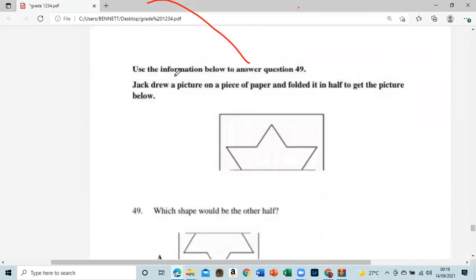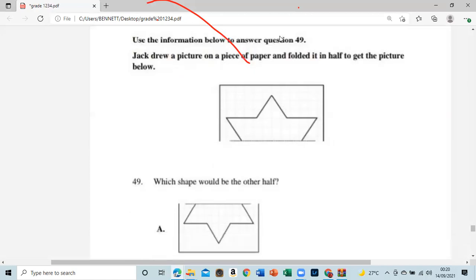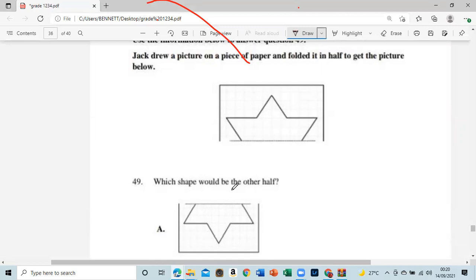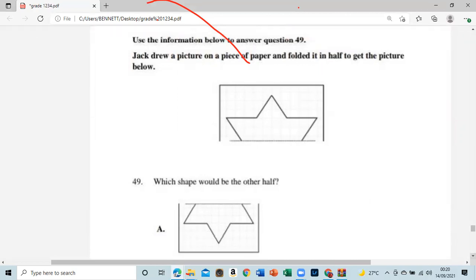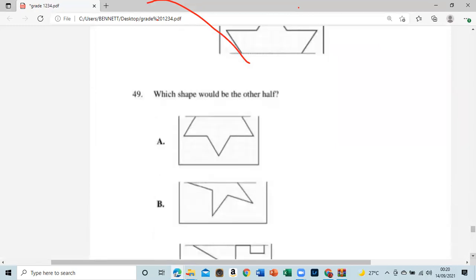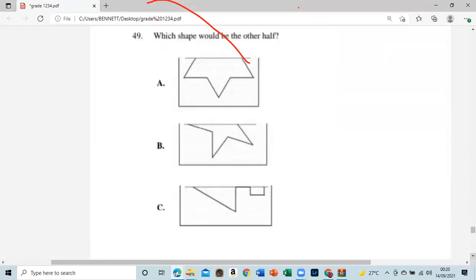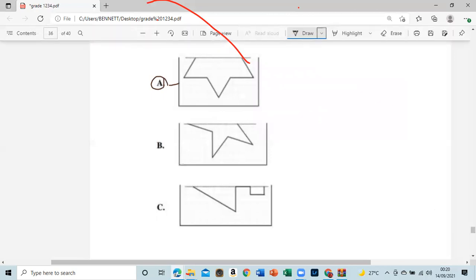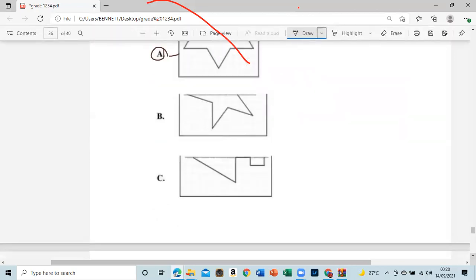Part 9. Use the information below to answer question 49. Draw a picture on a piece of paper and fold it in half to get the shape below. So you can get this, right? Which shape would be the other half? A looks legit. Definitely A. And I guess the students would have known this. Let's move on to 50.